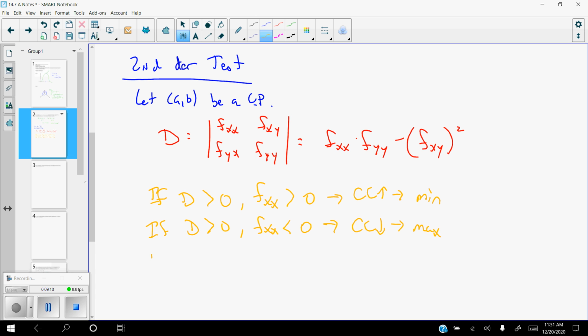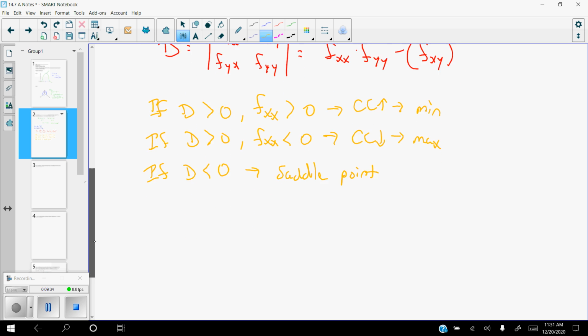And then the third case is if D is less than 0. If D is less than 0, we have what is known as a saddle point. And that would be the neither category. It would be neither a maximum or a minimum. And I'll try and explain the saddle point when we get to it.